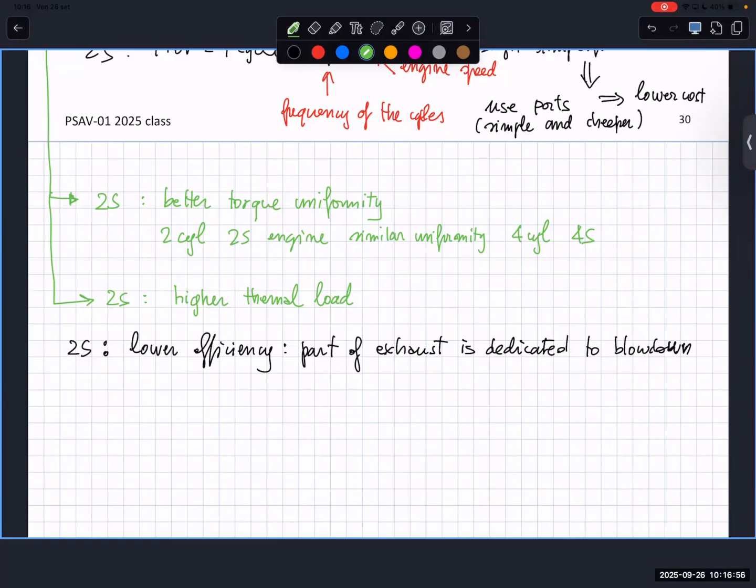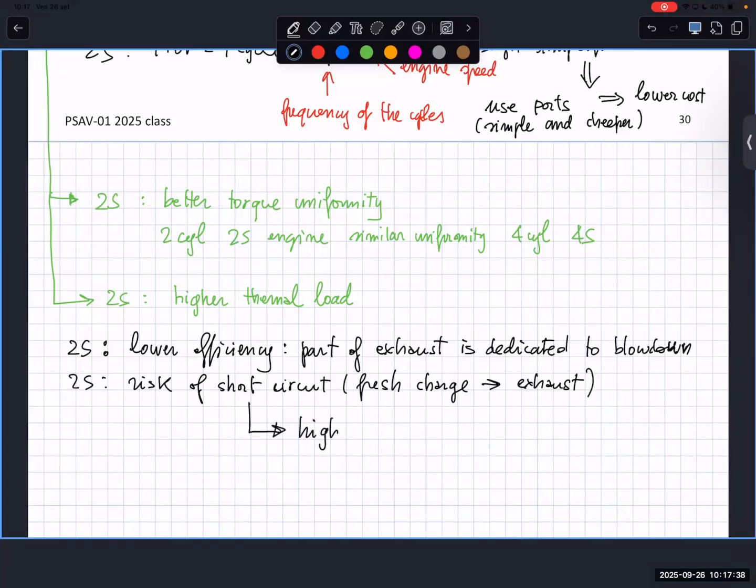And in the two-stroke, I have lower efficiency also because of the risk of short circuit: fresh charge going to the exhaust. And this is a really minor risk when we consider a four-stroke engine. So we don't have that. I mean, we could also have part of the fresh charge to the exhaust. Short circuit can also produce what? Higher fuel consumption.